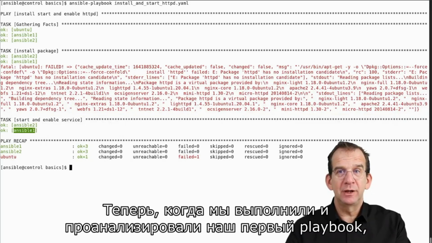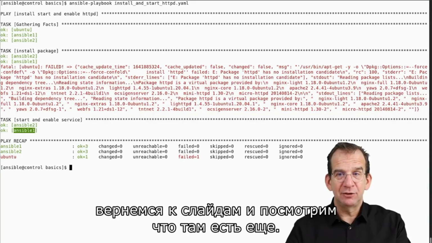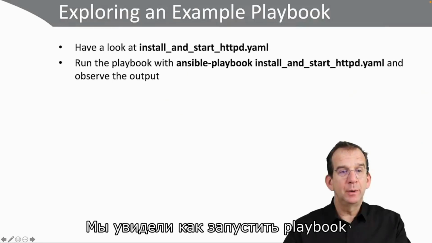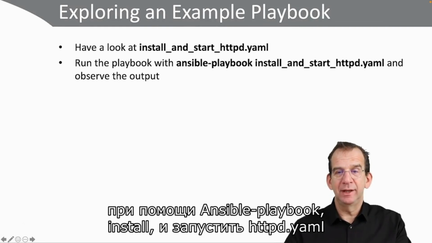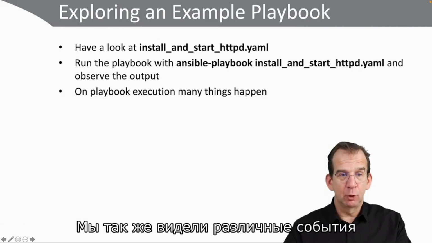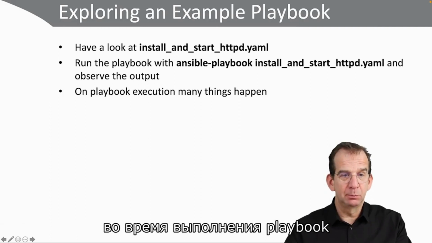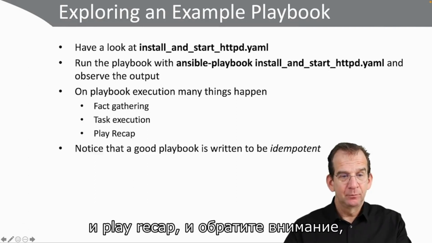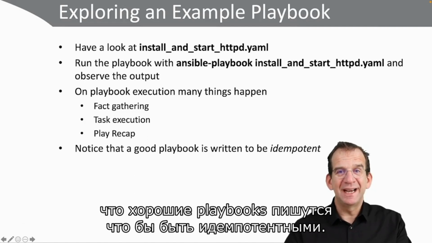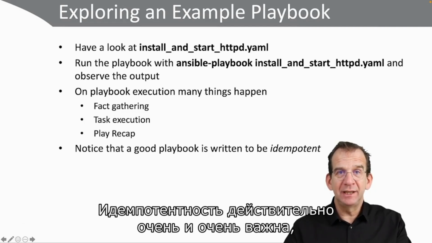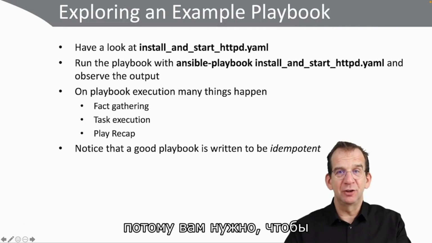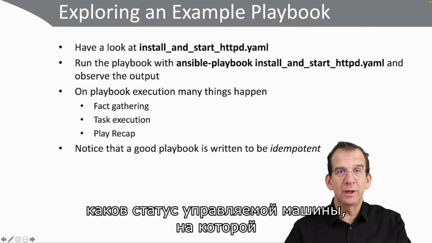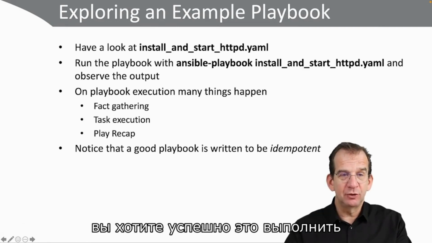Right, now that we have run and analyzed our first playbook, let's get back to the slides and see what else is in there. So we have seen how to run the playbook with ansible-playbook install-start-httpd.yaml, and how you can observe the output. We've also seen that different things are happening while executing a playbook, which includes fact gathering, task execution, and a play recap. And notice that good playbooks are written to be idempotent. Idempotency is really very important, because you want every single time that the playbook is running, no matter which is the state of the managed machine, you want it to be successful.